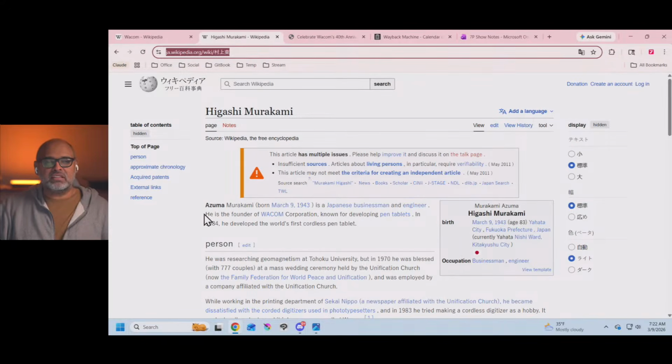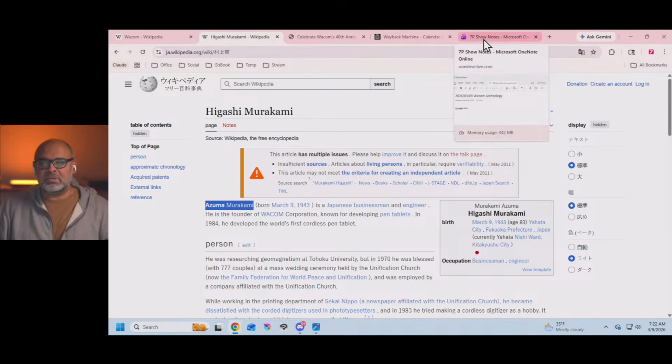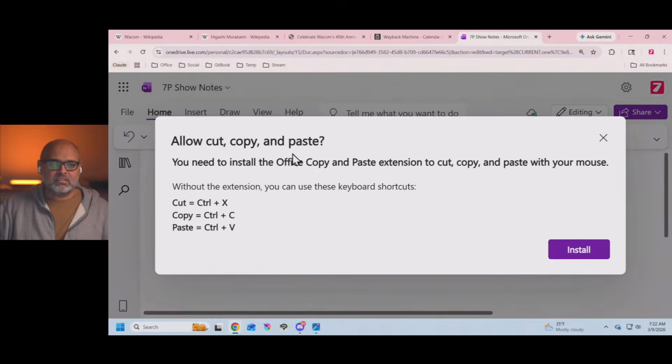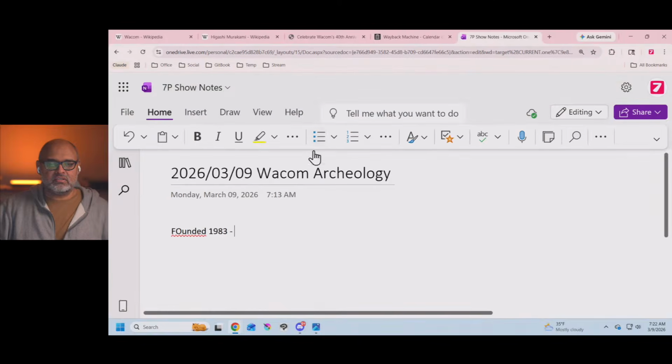I'm not sure why this says Azuma Murakami, but the title of the article is Higashi Murakami. Not entirely clear what's going on there. I'll assume that one is maybe his formal name. Oh, I hate when they do this. Okay, paste, whatever. Okay, great. Founded 1983. Okay.